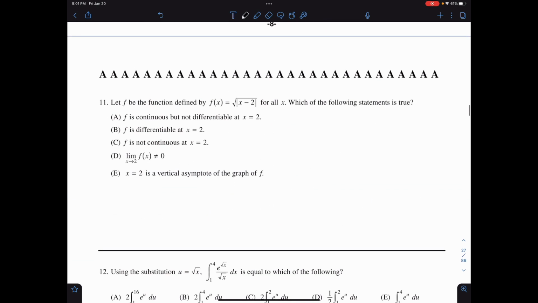All right, so on to question 11. Let f be the function defined by f of x equals the square root of the absolute value of x minus 2 for all x. Which of the following statements is true?